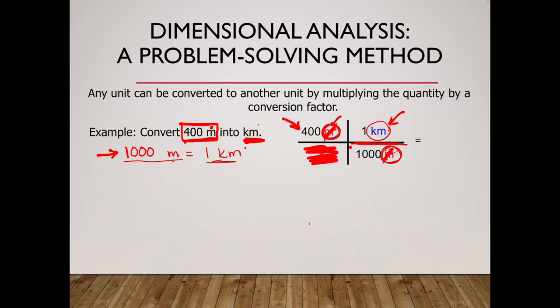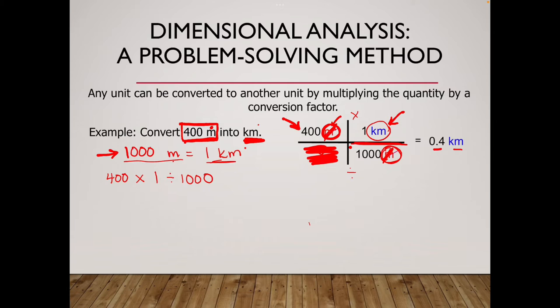The way that we do math with this is we're going to multiply all of the numbers on the top and divide by all of the numbers on the bottom. So this would look like 400 times 1, right? Because we're multiplying the numbers on the top and then dividing by the number on the bottom. So always in dimensional analysis, we're multiplying the numbers on the top, dividing by the numbers on the bottom, and then that will get us our answer. Okay, make sure your answer always has a number and a unit. That's very important in chemistry.